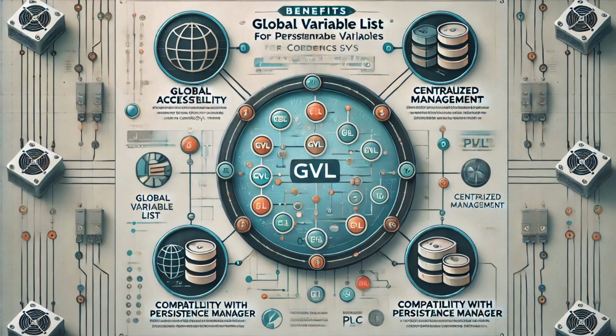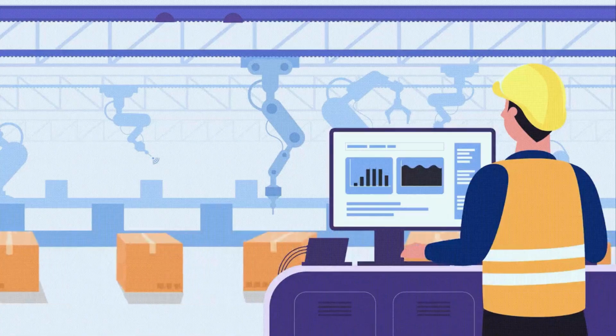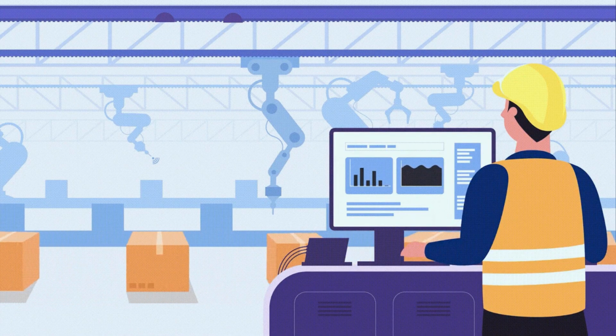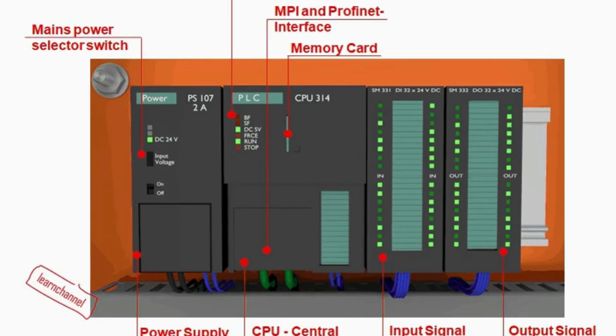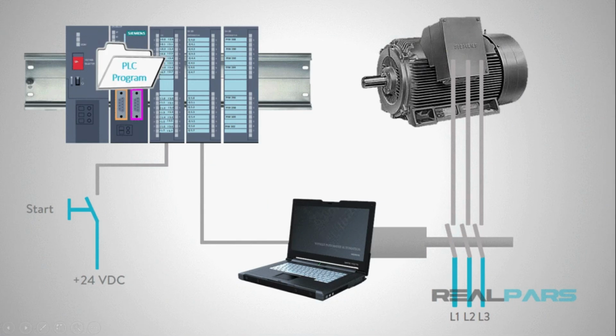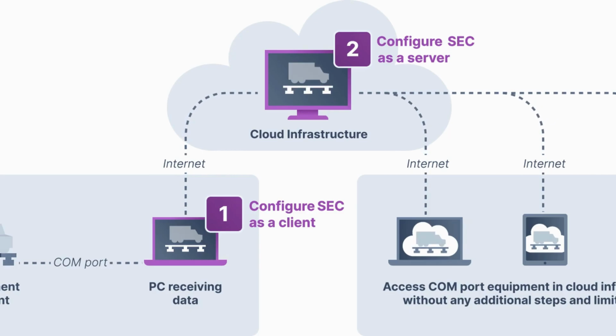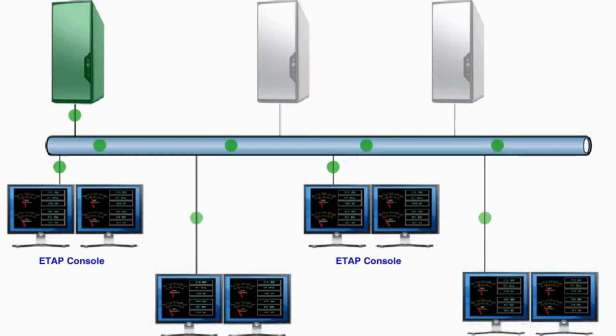Persistent variables are typically shared resources, like machine settings or counters, that need to be accessed from multiple locations. Centralized management: having all persistent variables in one GVL makes them easier to manage, track, and update. It also helps avoid duplication and conflicts when working with multiple persistence channels.